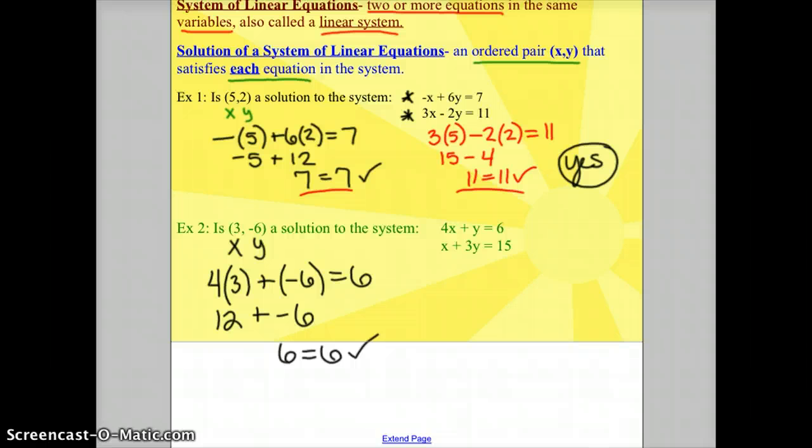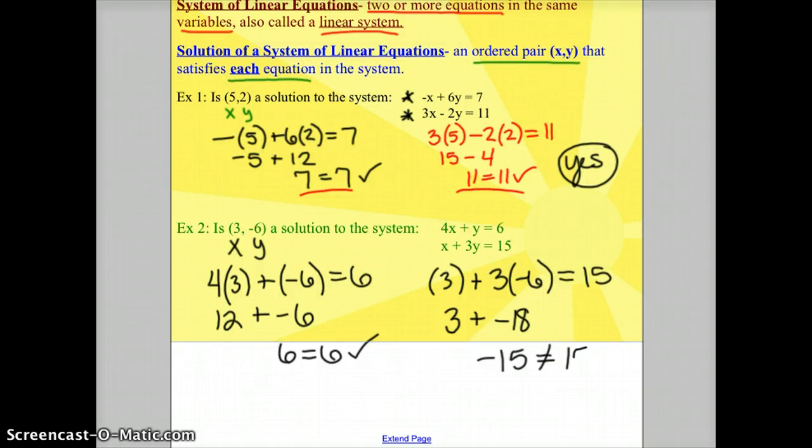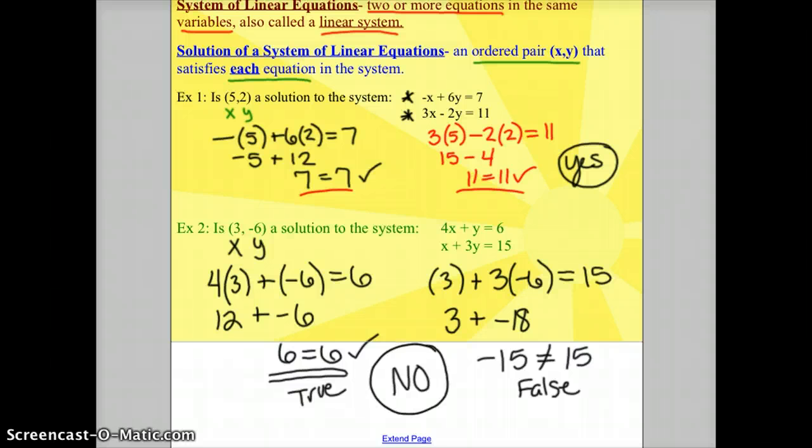If I plug it into my second equation, my x value is 3, plus 3 times y, which is negative 6, equals 15. I get 3 plus negative 18, and 3 plus negative 18 is negative 15, which is not equal to positive 15. It does make the first equation true, but it makes the second equation false. Because not both equations are true, the answer is no. It is not a solution to the system of equations.